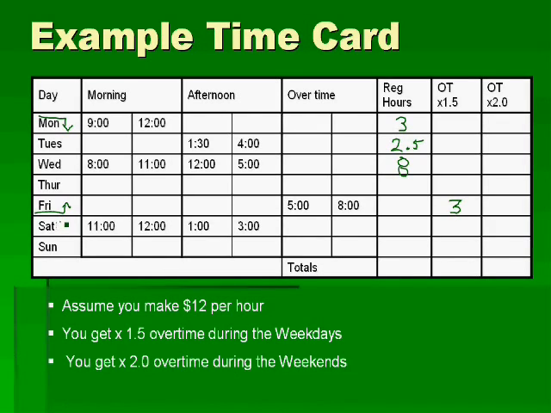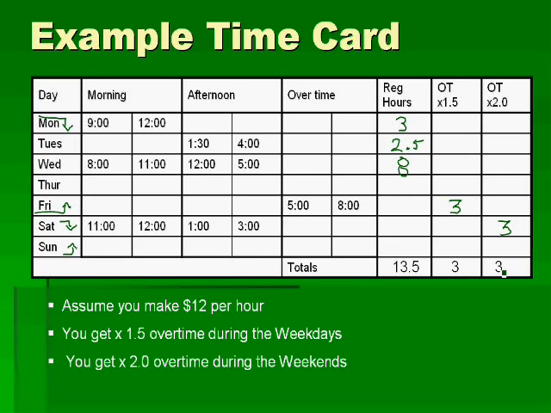So on Saturday morning from 11 to 12, that's 1 hour, and from 1 to 3, so that's 2 hours, is 3 hours total for my overtime. So what do we got here total? We would have 8 plus 2.5 plus 3 is 13.5 regular hours. We would have 3 hours of overtime times 1.5 and 3 hours of overtime times 2.0. Okay, so oops, went one too far, so let's go back.